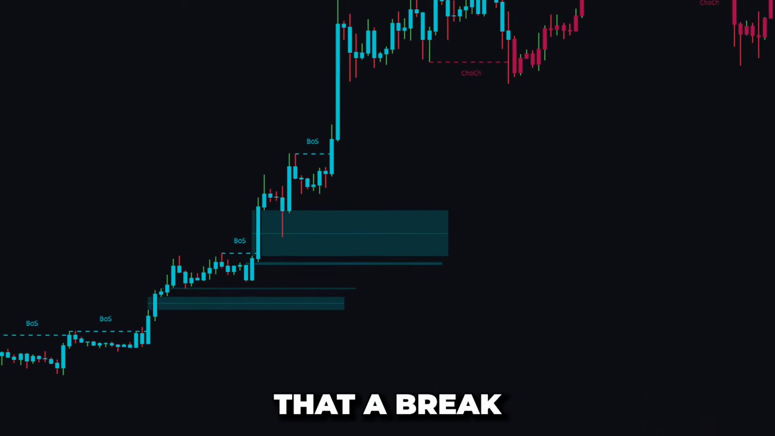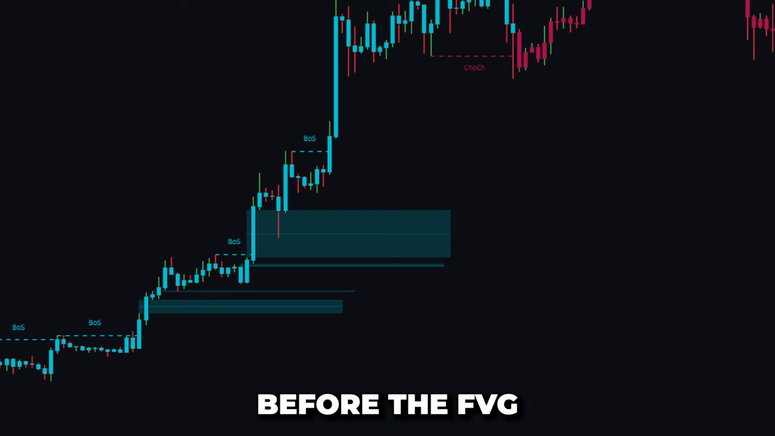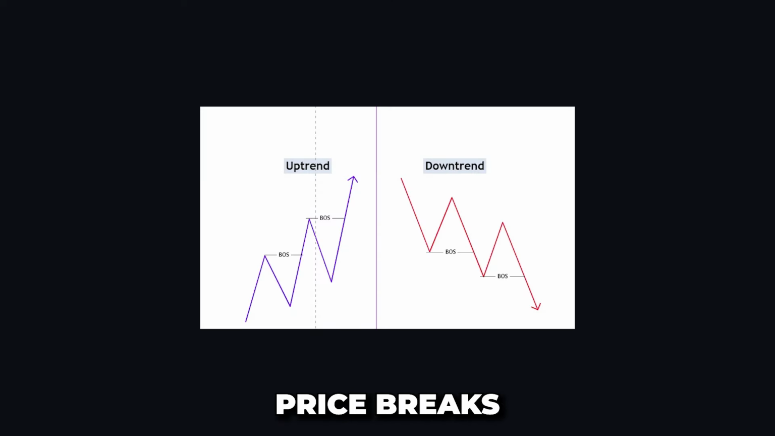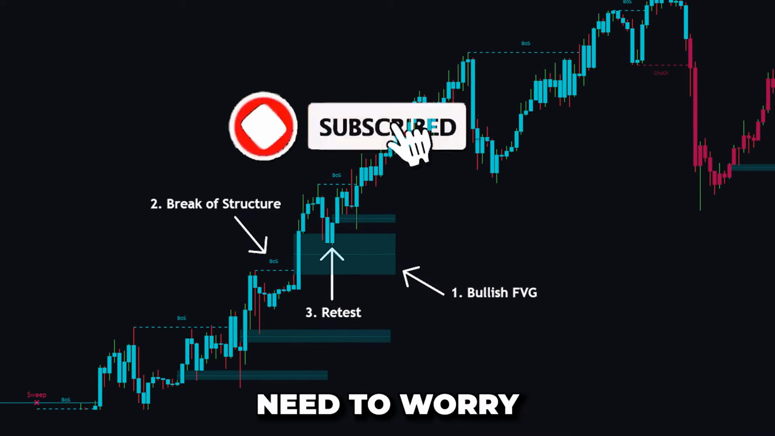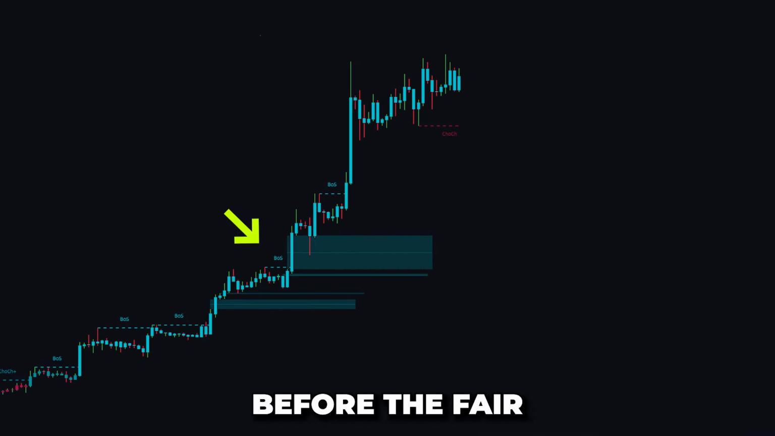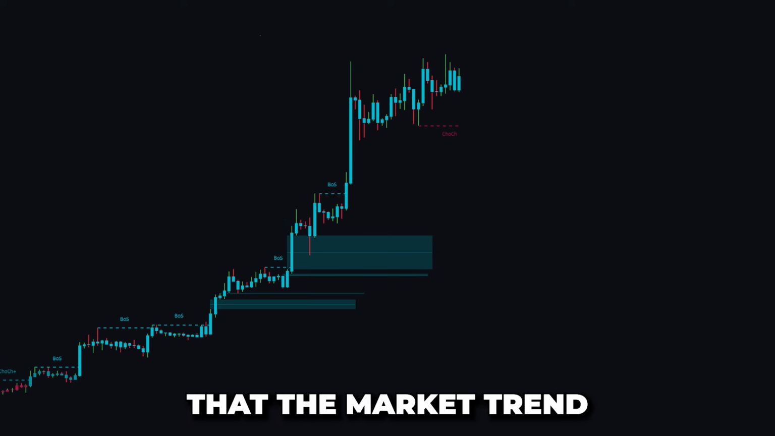Now we want to make sure that a break of structure was created before the FVG. A break of structure is when the price breaks previous highs or lows, but this toolkit spots these for us, so we don't need to worry about spotting them. This break of structure before the fair value gap ensures that the market trend will go in our favor. Now let's talk entry specifics.